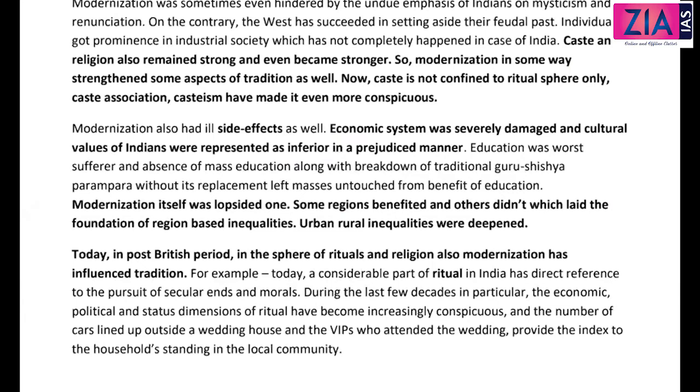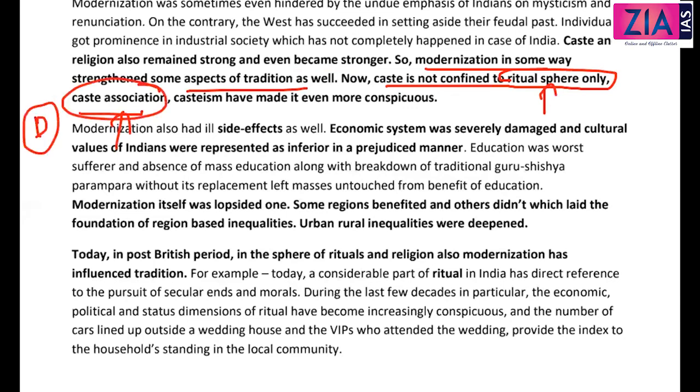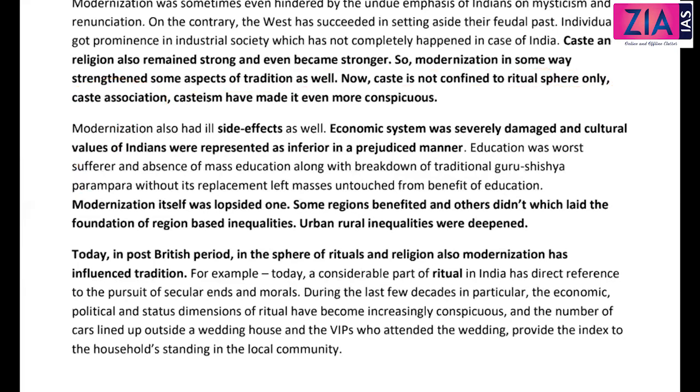Caste and religion also remained strong and even became stronger. Yes, continue, that's a better word to use. So, modernization in some way strengthens some aspects of tradition as well. Okay, now caste is not only confined to the ritual sphere, right? Because caste association is playing a big role when it comes to Indian democracy, guys. Okay, similarly, with respect to marriage and many other areas, casteism and caste associations are playing a very, very big role.